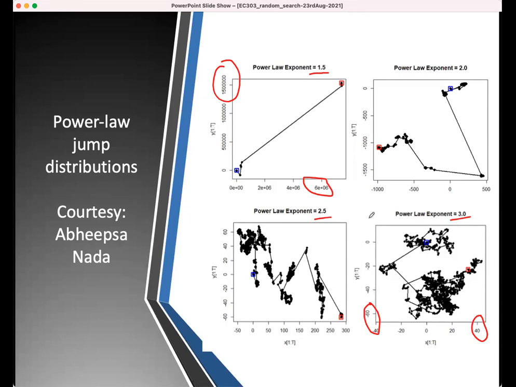So the incidence of really high jumps decreases with increasing mu. So you can see more resolution because there are no really large jumps dominating everything else.